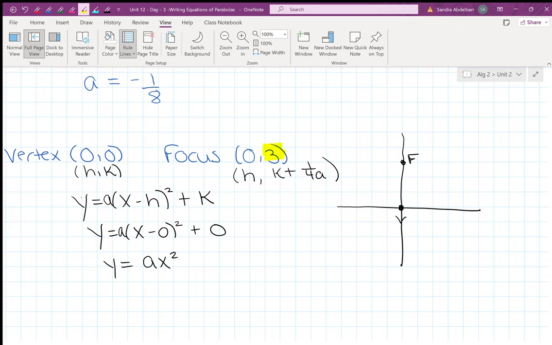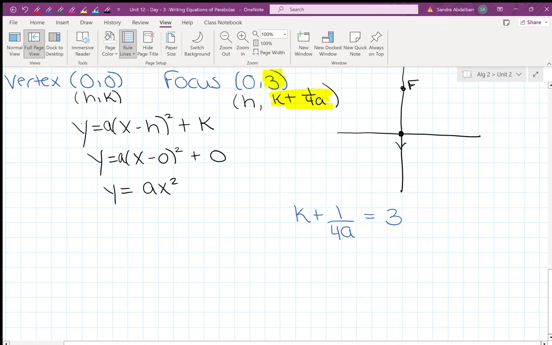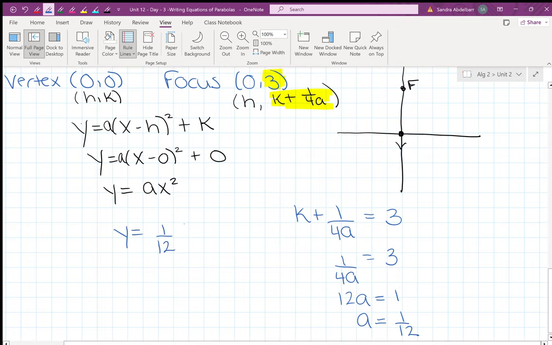Well, we were told the focus point. So we know the focus point, 3, has to be equivalent to k plus 1 over 4a. So that's the equation I'm setting up. K plus 1 over 4a is equal to 3. Do I know what k is? Yes. What is k? 0. So now I'm left with 1 over 4a equals 3. Get the a out of the denominator. So we're going to get 12a equals 1. So a is equal to 1/12. So we end up with y equals 1/12 x squared.